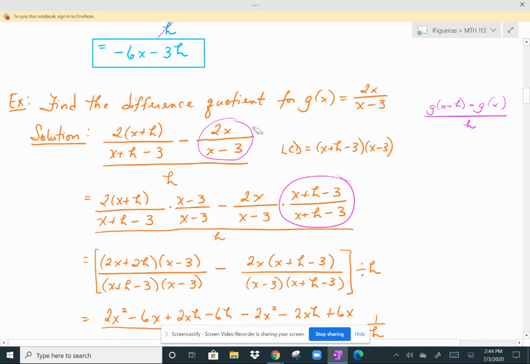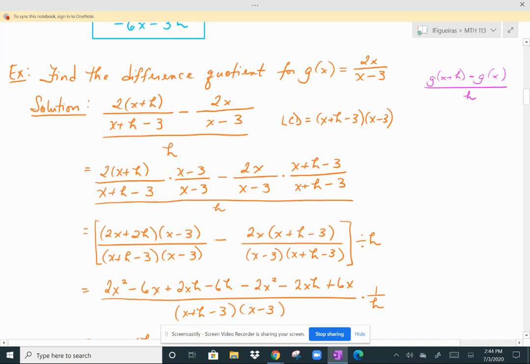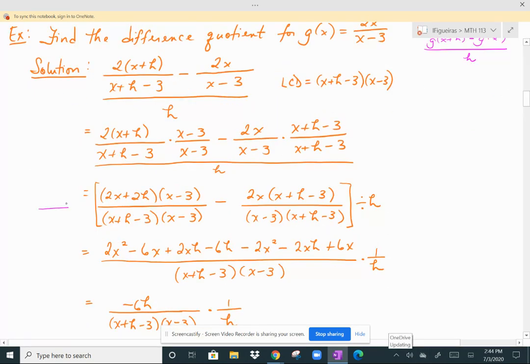Okay, so in the next line, I actually show you that I'm going to be multiplying those. I also distributed the 2 here. So I get 2x plus 2h times x minus 3, and there's my common denominator. And in the second rational function, you're going to have to distribute the negative 2x across the x plus h minus 3. And again, there's my common denominator.